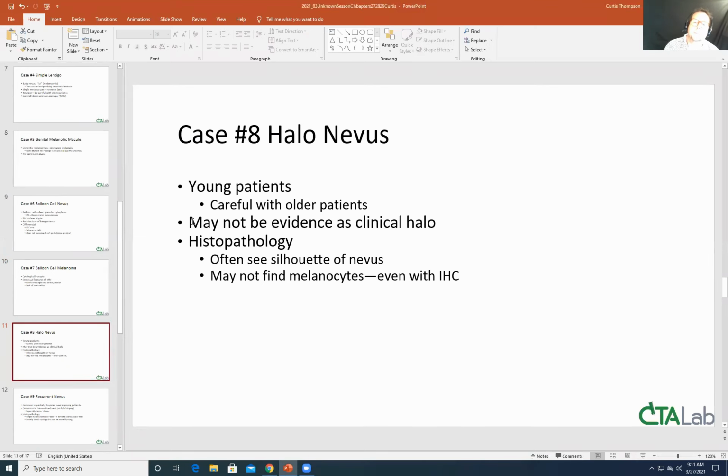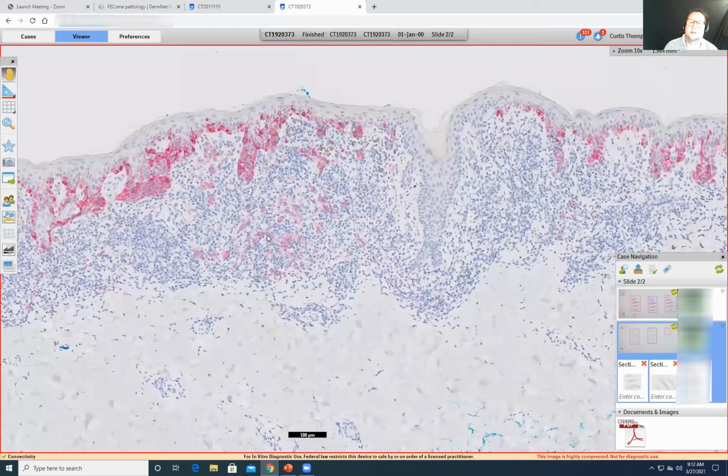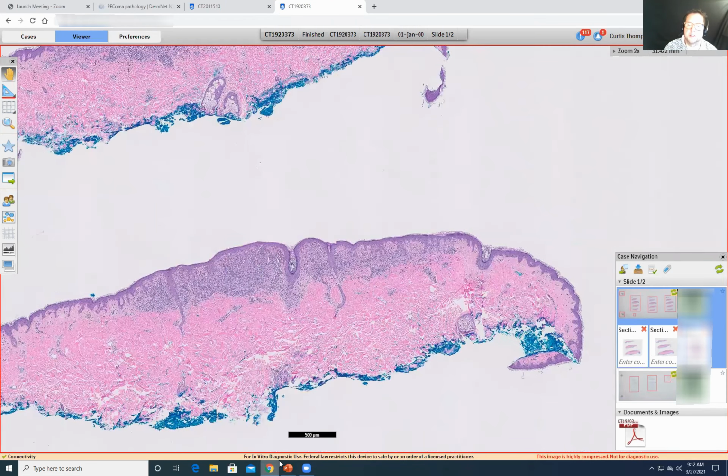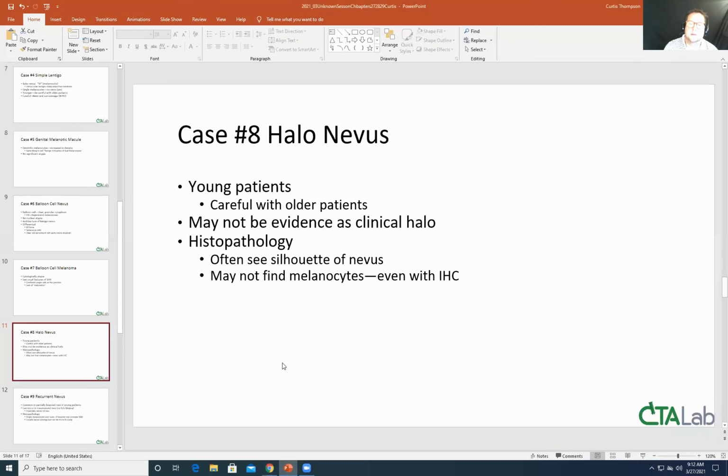And then just know probably at least half or more of the time when we see a histologic halo, such as in this case, you may not see it as a clinical halo. So that's very common. But benign reactive, you often see the silhouette of the nevus, and that's what was quite apparent in this one. You can see where the nevus was, kind of highlighted by the lymphocytes, and you may not find the melanocytes even with an IHC. So if it's advanced enough, they may all be gone.